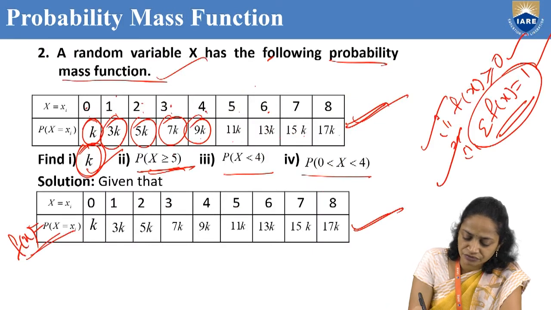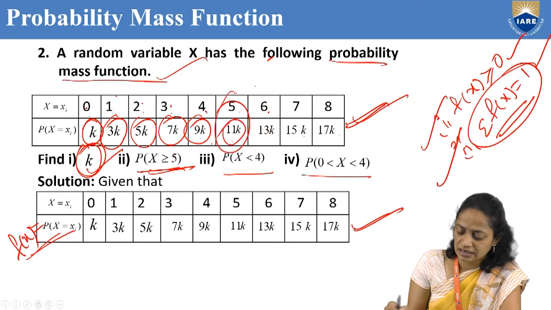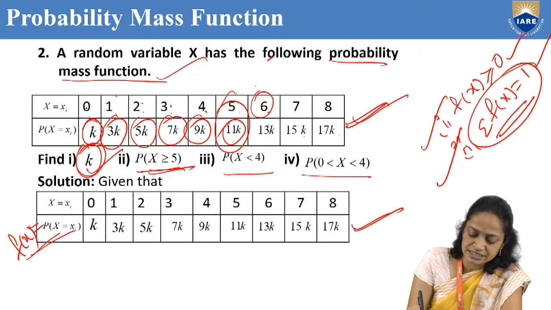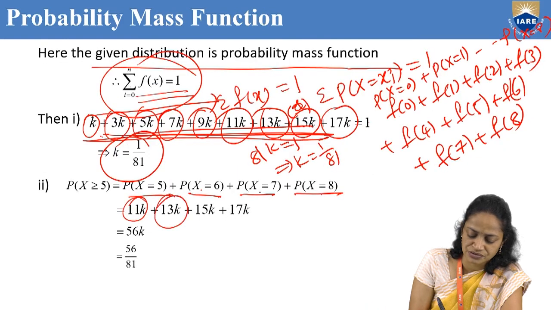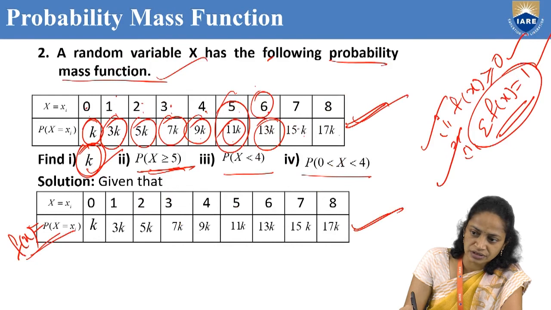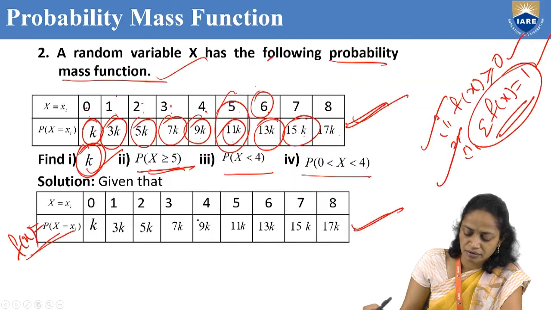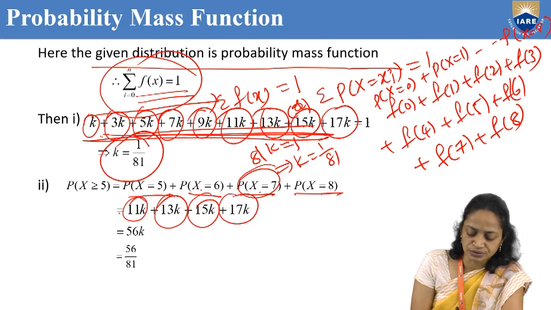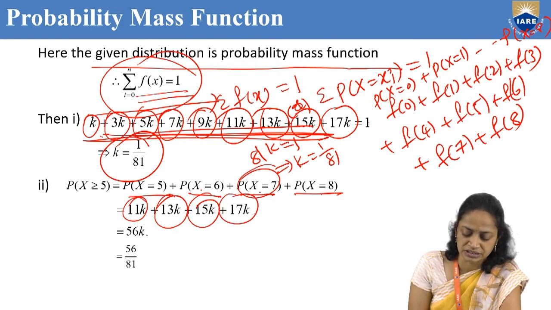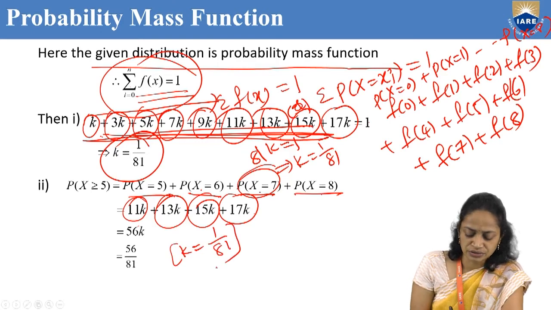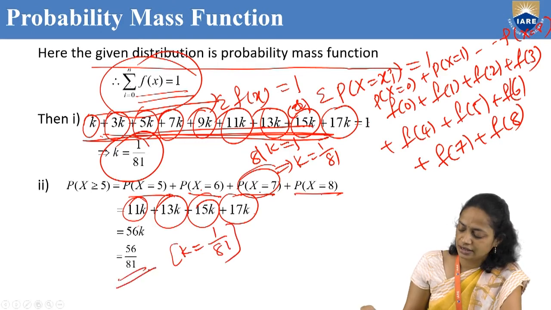So p of x equal to 5 is 11k. P of x equal to 6 is 13k. P of x equal to 7 is 15k. P of x equal to 8 is 17k. So the sum of all these values is 56k. We know that the k value is 1/81, so the answer is 56/81.